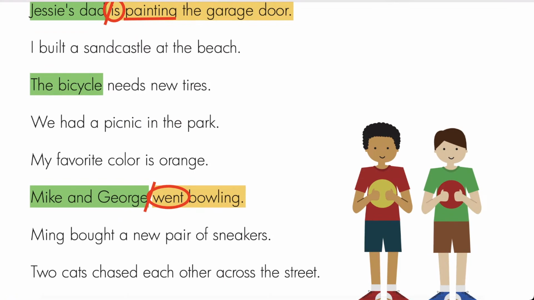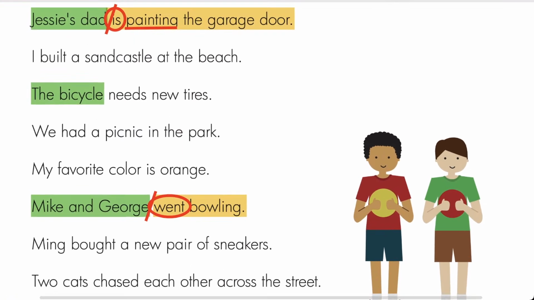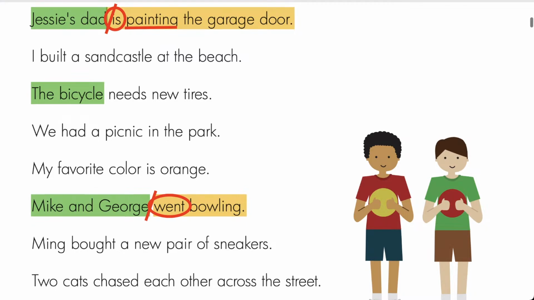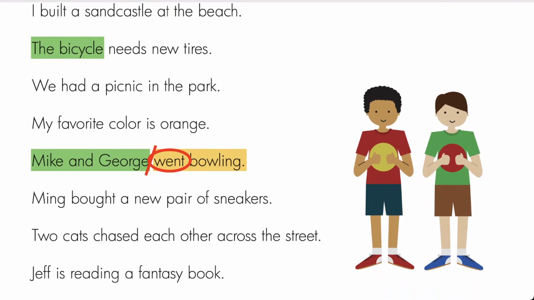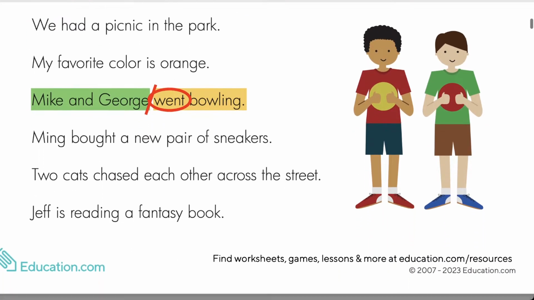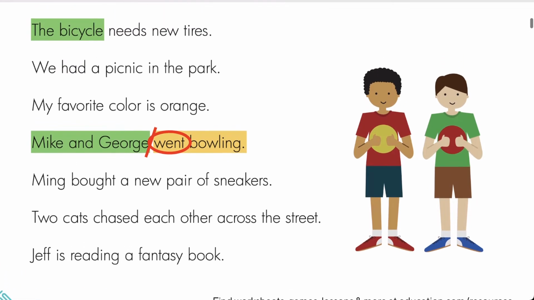I left it up there if we did it because I like the fact that we got through so much work here. I built a sandcastle at the beach. We had a picnic in the park. My favorite color is orange. Ming bought a new pair of sneakers. Two cats chased each other across the street. Jeff is reading a fantasy book.